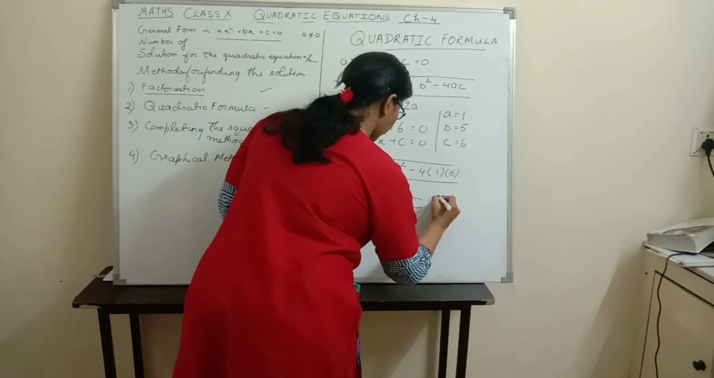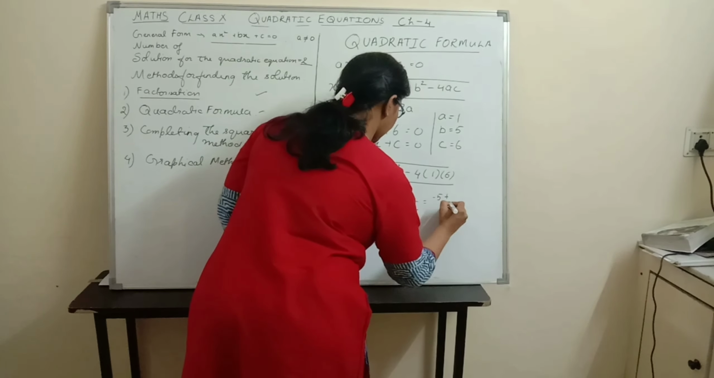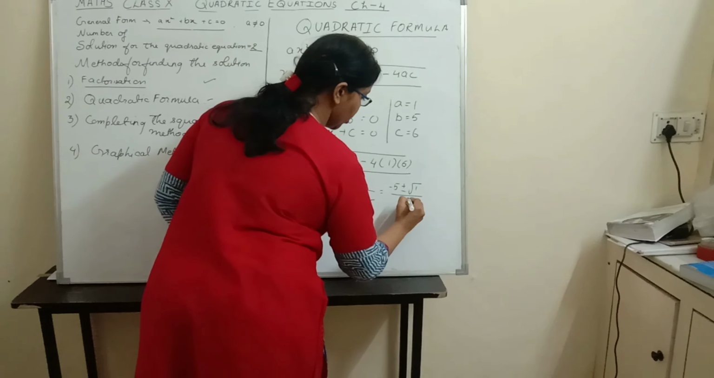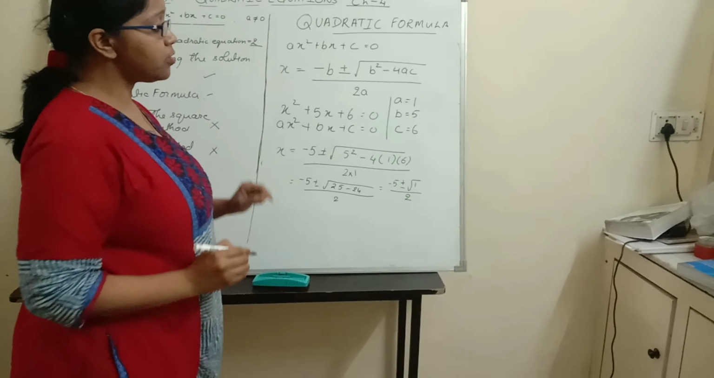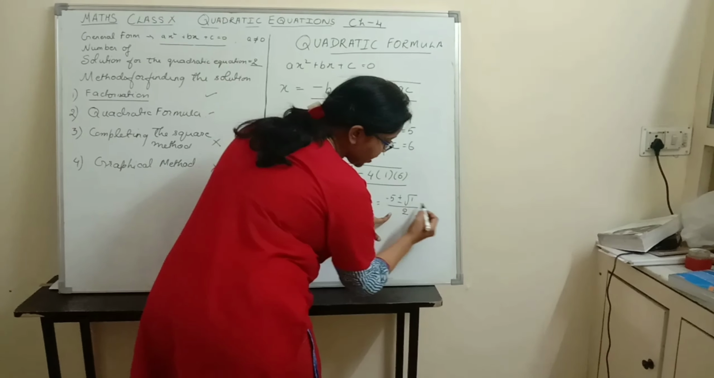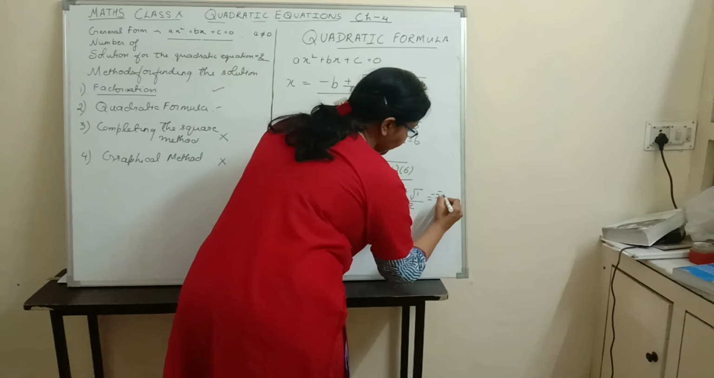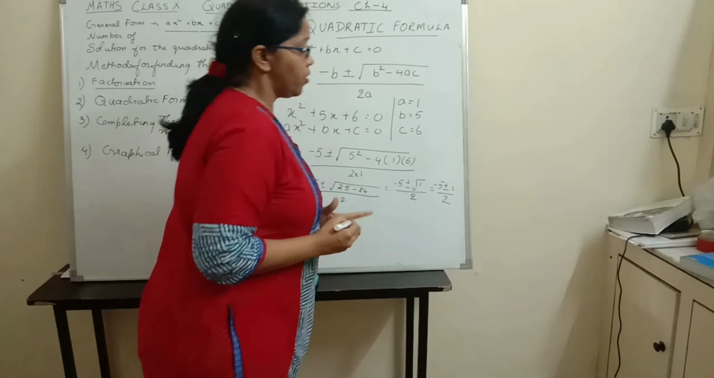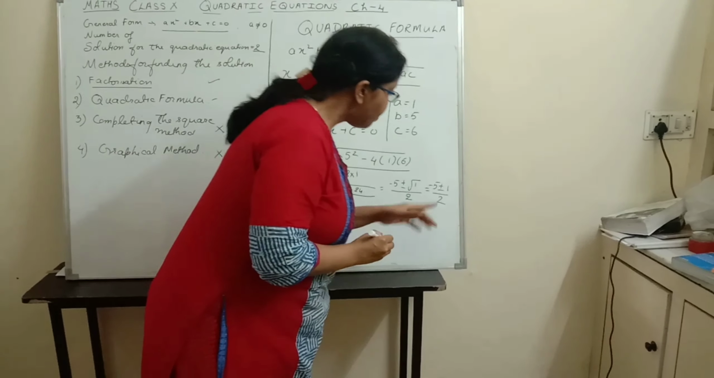Now it will become minus 5 plus minus 25 minus 24, which gives under root 1, upon 2. Now when you solve this, here also we can solve it further. Minus 5 plus minus root 1, the value is 1 only, upon 2. Now here we have the plus minus.